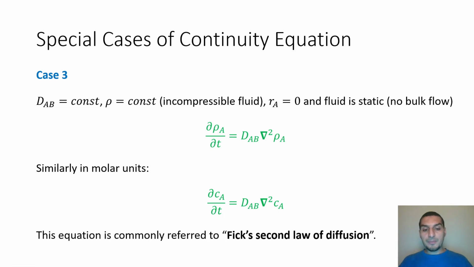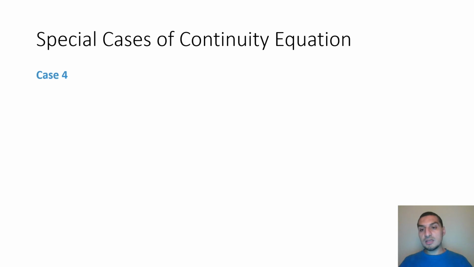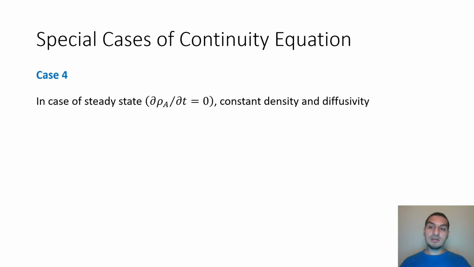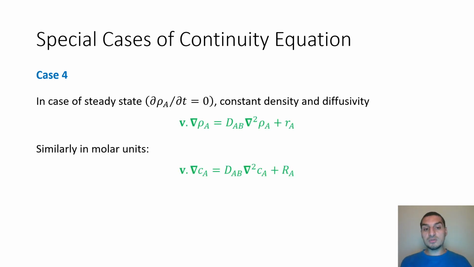The last case is steady state diffusion. So in this case, the time dependence term will be equal to 0. So these are the special cases of the continuity equation.